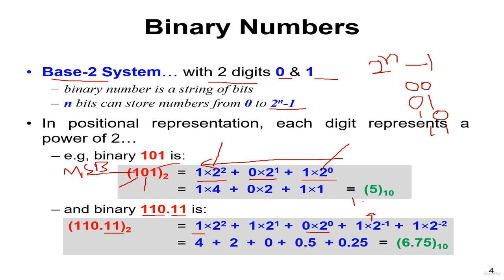or alternatively we can say this is 1 divided by 2. Similarly, plus the next digit, that is 1, is either multiplied by 2 raised to the power minus 2, or you can say it is divided by 2 raised to the power 2. So this is how numbers are represented in the binary number system.